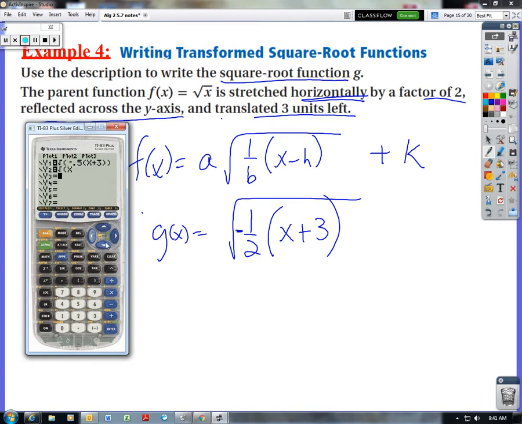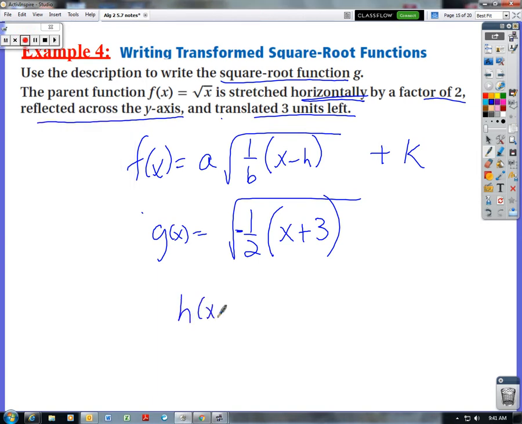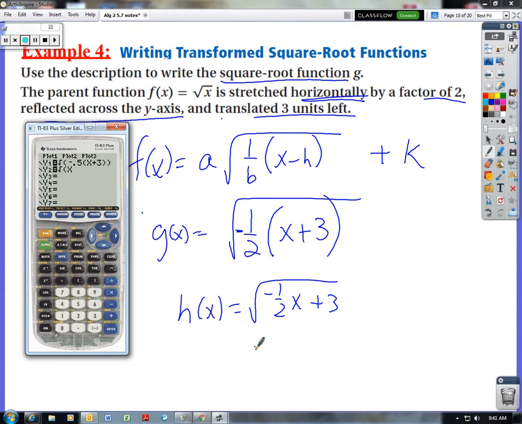Let me show you what would have happened if you had not used the parentheses and had just written, call this h of x, negative 1/2 x plus 3. This is what we've been used to doing. So second square root, negative 0.5x again, plus 3. Graph. Ooh, completely different. It did get stretched, it's skinny. But it did not move left 3, did it? It actually moved to the right 6. It got reflected and it got stretched, but it moved a different way.